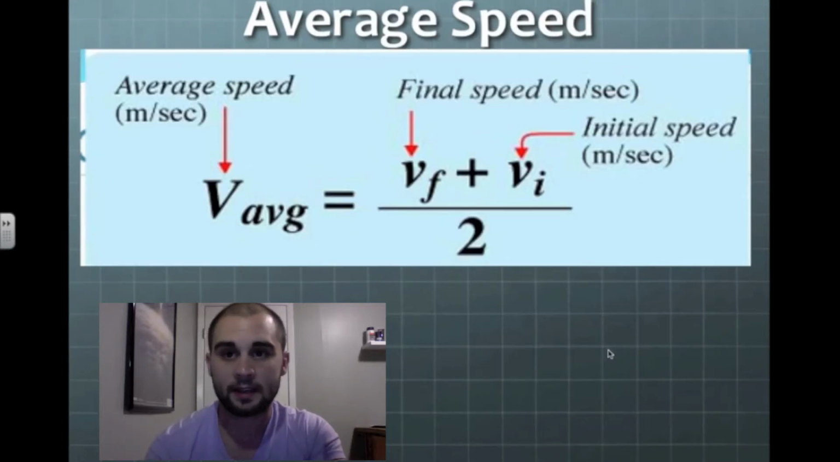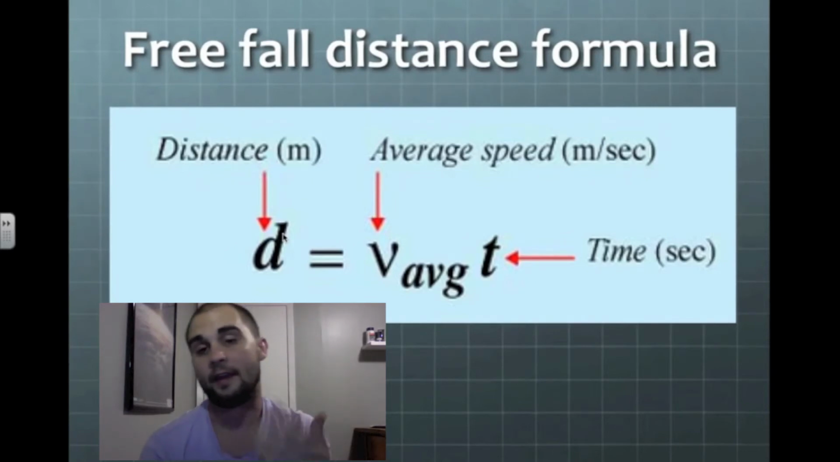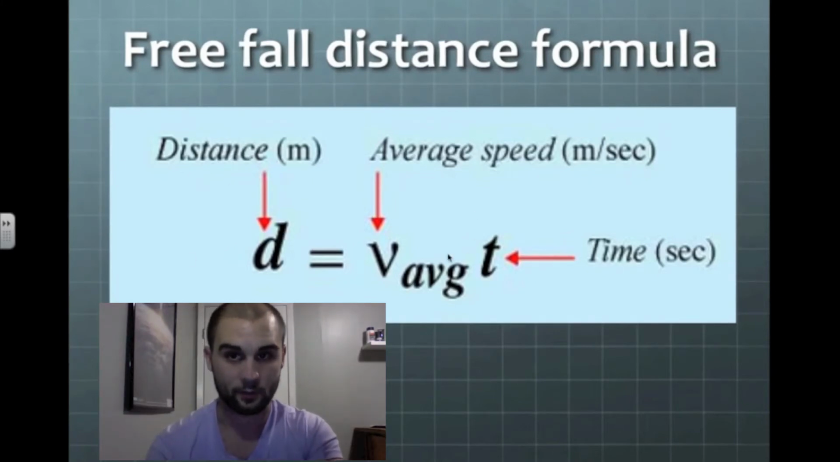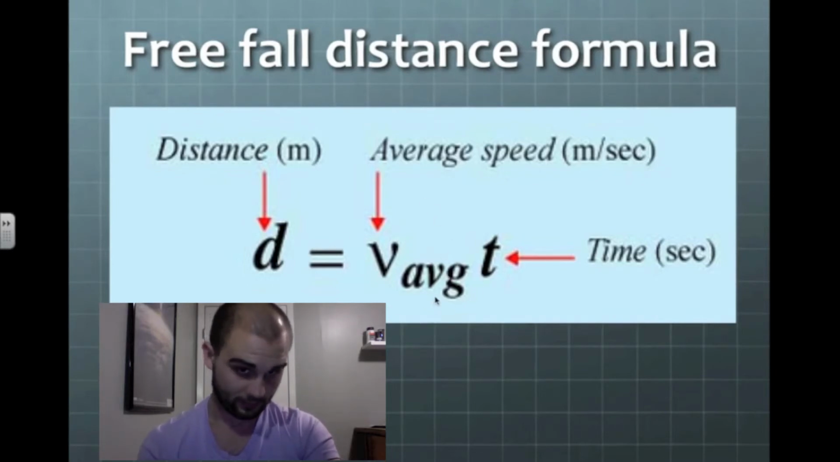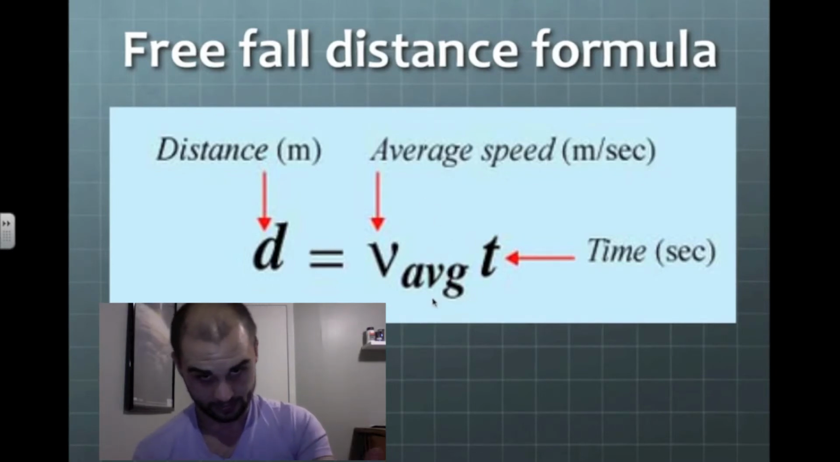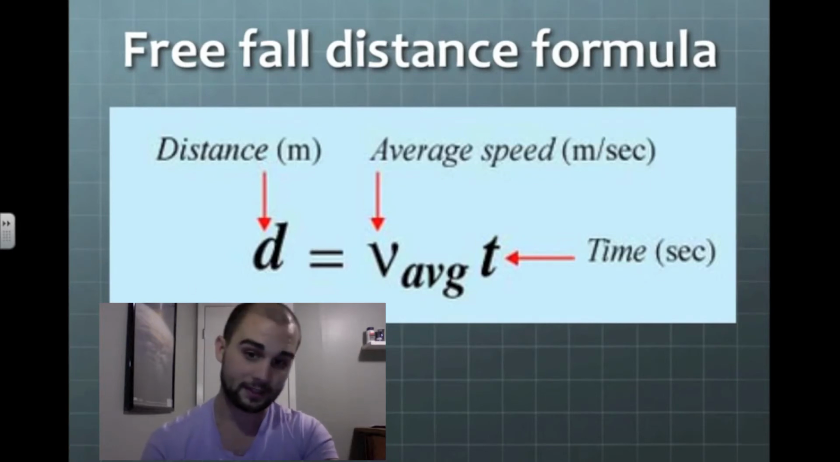This is the formula for average speed. You take the ball's final speed and you take its initial speed, you add those together, and you divide them by 2, and that'll give you average velocity in meters per second squared. If you have the average velocity, you can plug it into this formula, the free fall distance formula, and it will tell you how far something fell. So you'll take the average velocity, which is what we found in the last formula, and you'll multiply that by the time that it fell, and that'll give you the distance that it fell.